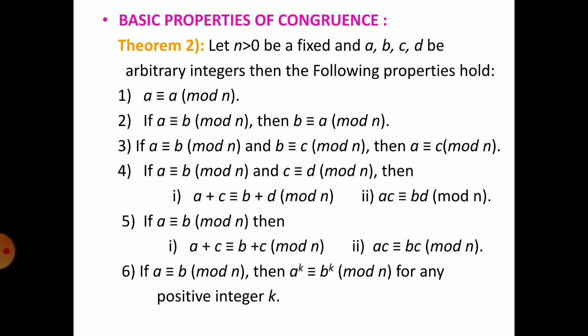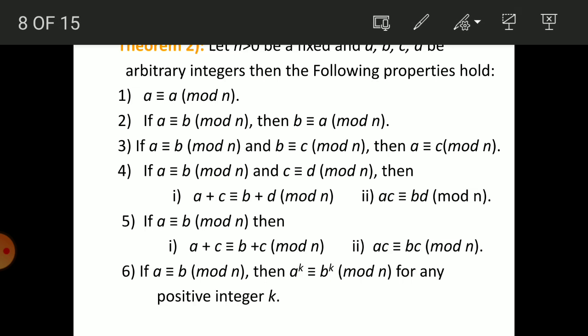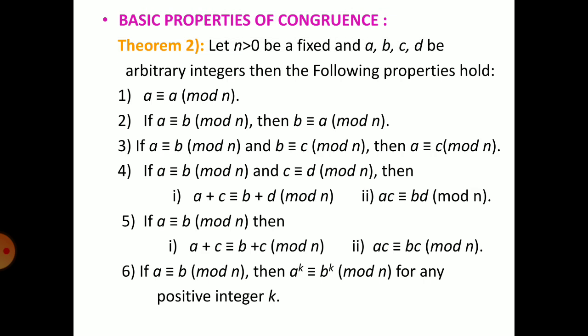In fourth, two congruences are given. In fifth, only one congruence is given. And to prove this, we shall consider the second congruence as c is congruent to c mod n. Okay, this is true by first: a is congruent to a mod n can be written as c is congruent to c mod n. And last, if a is congruent to b mod n, then a raised to k is congruent to b raised to k mod n for any positive integer k. Now, the proofs are very simple. Only remember the definition of congruence.